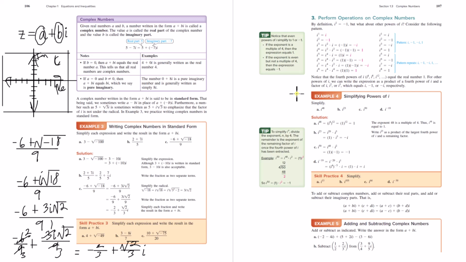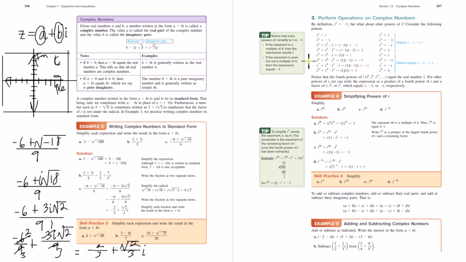Okay, we're picking up where we left off in the previous video. We're going through this section in the algebra textbook on complex numbers. In the previous video, we were introduced to complex numbers, or imaginary numbers. Now, in this video, we want to go through how to perform fundamental operations with complex numbers. So how do we add, subtract, multiply, and divide complex numbers?